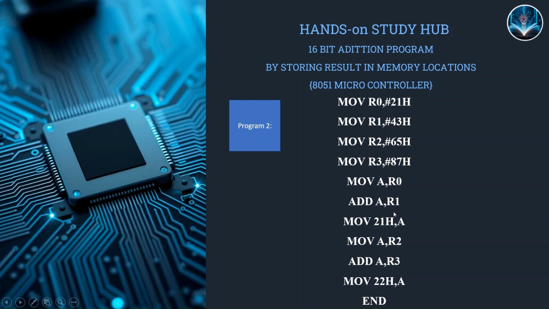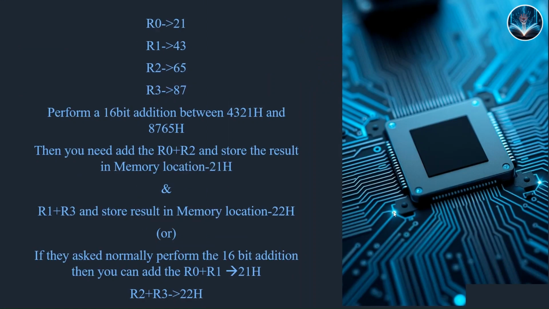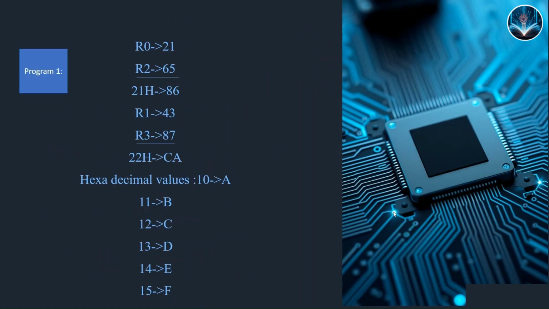After storing the result, we need to check the execution, right? For that, let's see here. Whatever result gets added, it gets stored into locations 21 and 22. Here 10, 11, 12, 13, 14, 15 can be written in hexadecimal values like A, B, C, D, E, F.